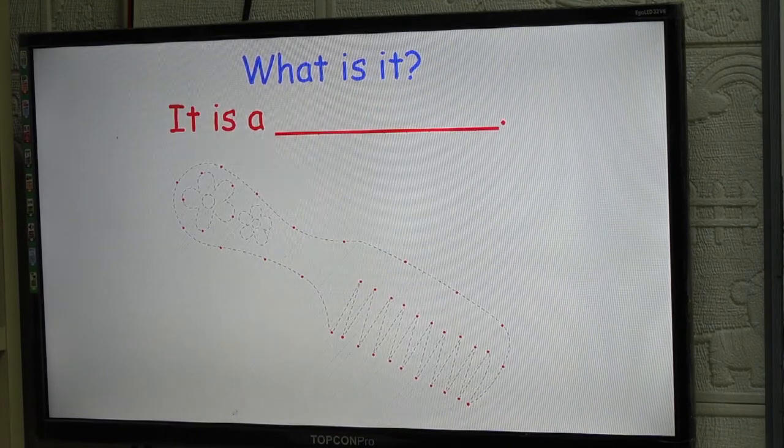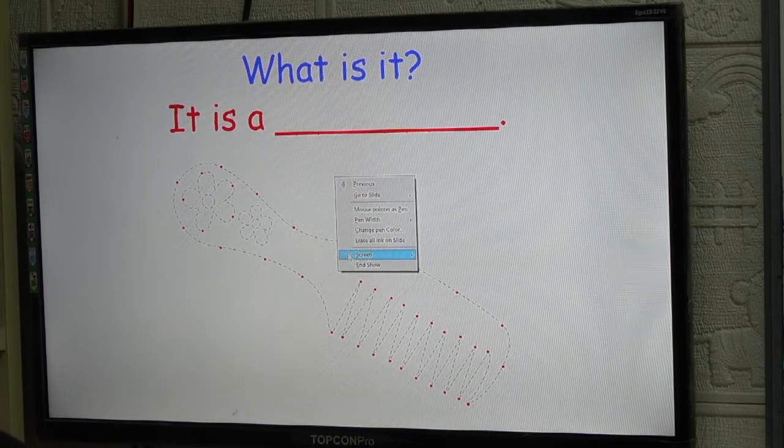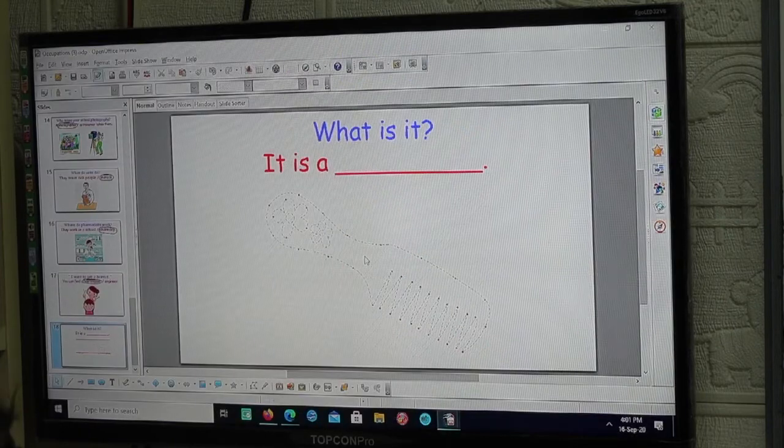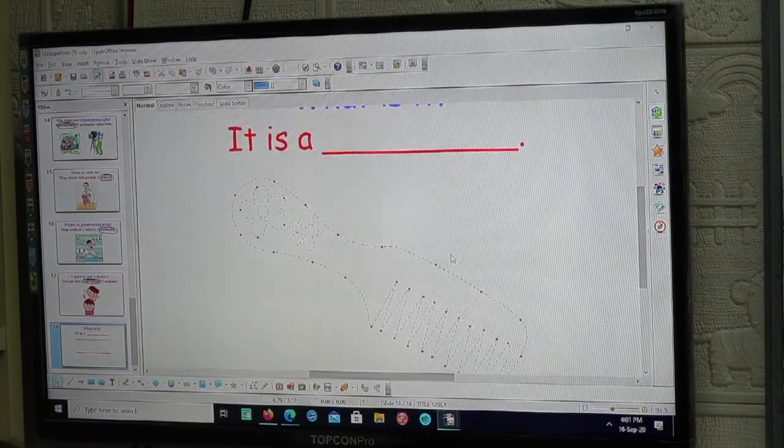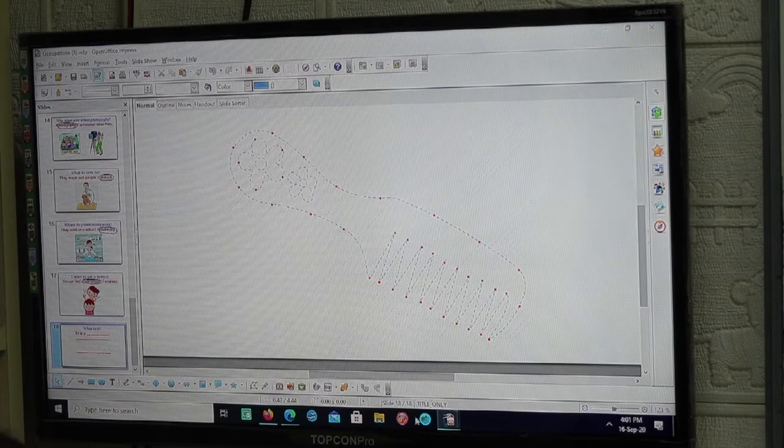Alright, here we need to join the dots and see what it is. So everybody, take this chance to join the lines and then see what it is. So let's get started. Join the lines. Alright, there's no number, so all you can do is join the dots and see what it is.